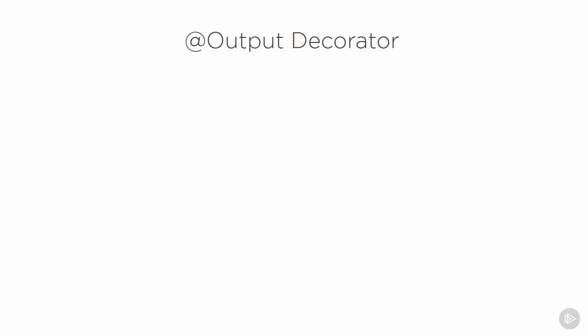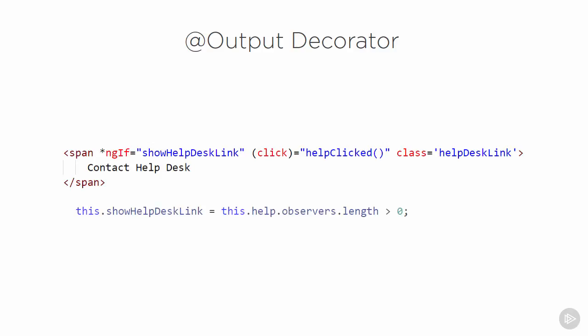The interesting part is when we start to use the fact that we may not have anything bound to our output property to control aspects of our component's presentation. Like here, where we're saying, if nothing is bound to the help emitter, don't display the text contact help desk. The important thing to realize is that we can confirm whether or not anything is listening to our emitter and modify our presentation appropriately. This is especially handy when you're creating reusable components and you want the ability to control the presentation based on the status of an emitter subscription.